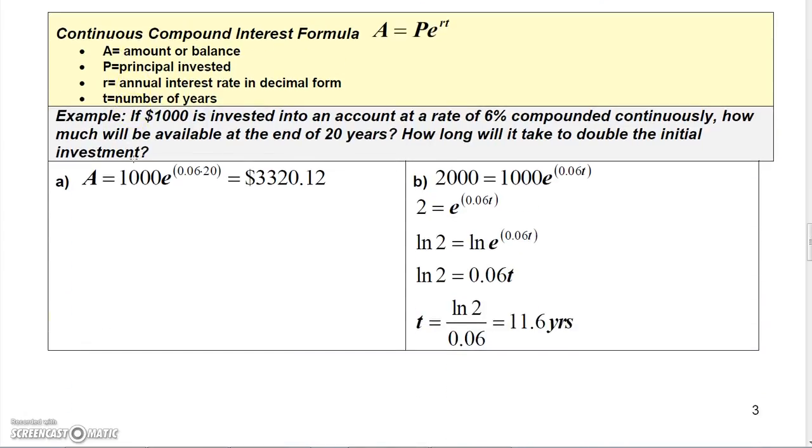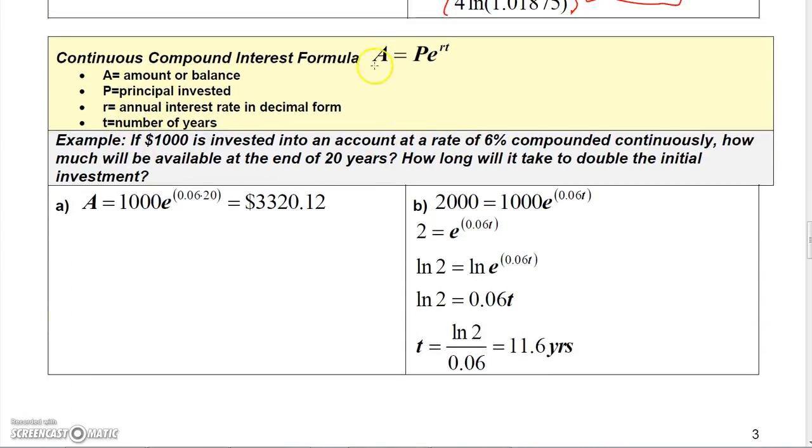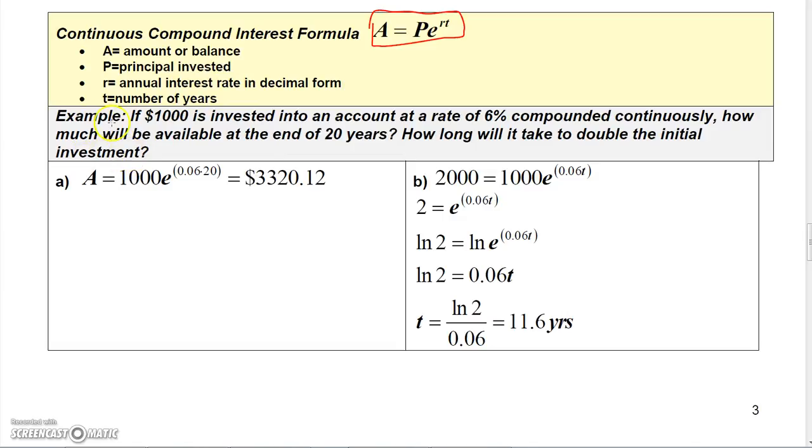And then on continuous compounding, if I do the same thing for continuous compounding, then you would actually use this formula. And I'll let you answer the first question. It's pretty simple. The principal is $1,000 and t is 20 years, so you just plug that into the formula. And then it says, how long will it take it to double the initial investment? Well, the initial investment was 1,000, and you want it to double, so you put 2,000 for the amount.